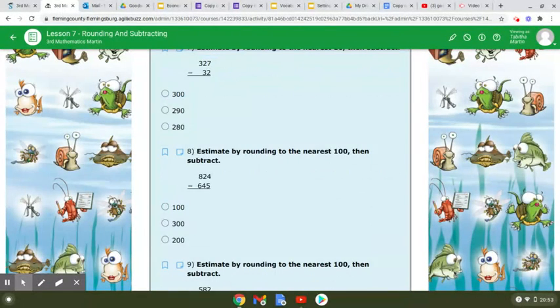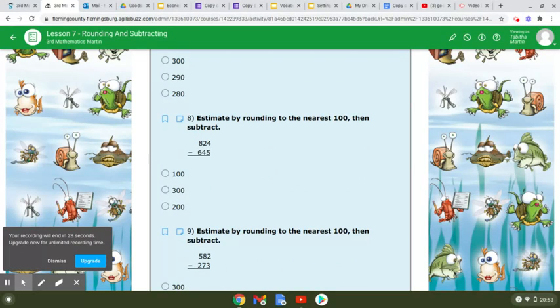Now, let's get down here to 8. We're rounding to the nearest 100. So we're looking at our hundreds place. That 2 tells that 8 to stay the same. So it's going to be 800. Remember, every number after the hundreds place turns to a 0. Now this 6 here, that 4 is telling it to stay the same. So it's going to be 6 and then 0, 0. So you have 800 minus 600.